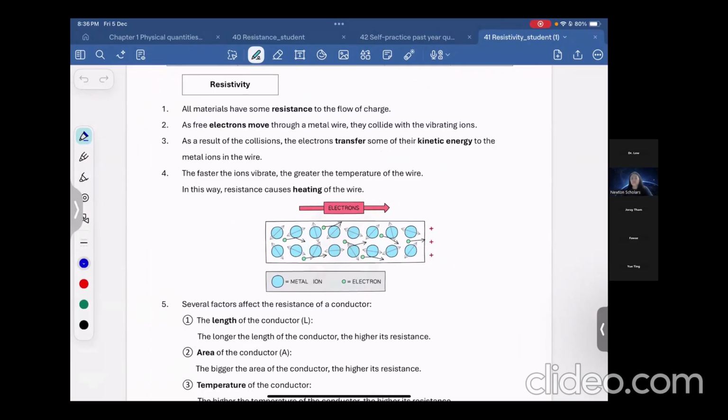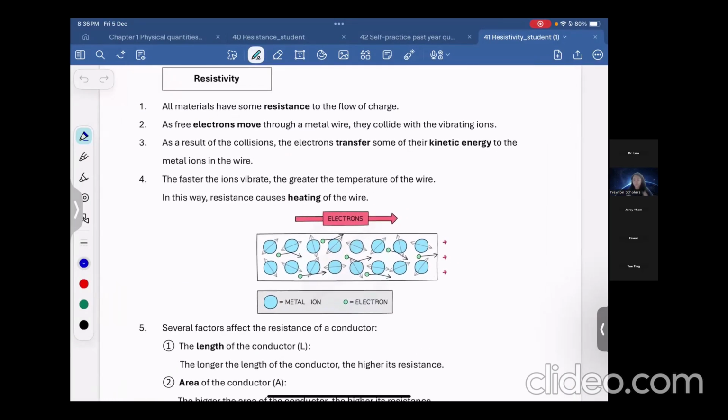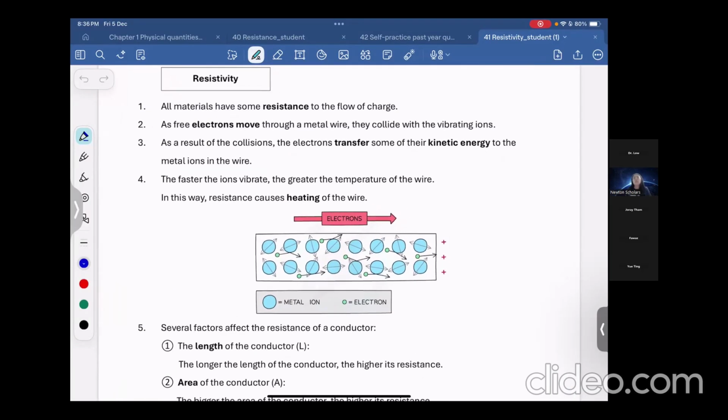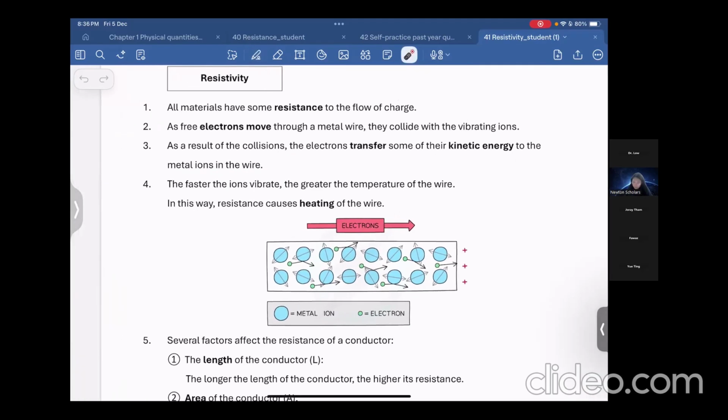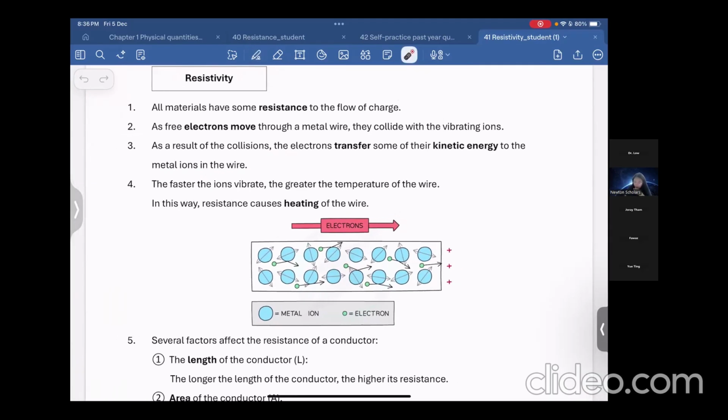Resistivity. Okay, resistivity. All materials have their own resistance. Just now we mentioned resistance: when current flows through a resistant wire, it will produce a heating effect. Okay, why? Now we learn. All materials have their own resistance to the flow of charge, to resist the current from flowing. The flow of charge is the electron. The charge that we mention is about electrons, because only electrons can flow.